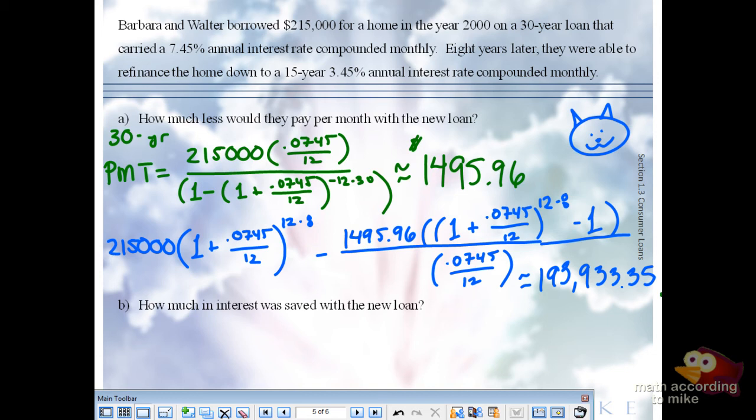So now, to figure out the rest of part A, we're going to do amortization yet again, where this is the PV amount. But notice the changes, it's now going to be a 15-year loan at 3.45%.